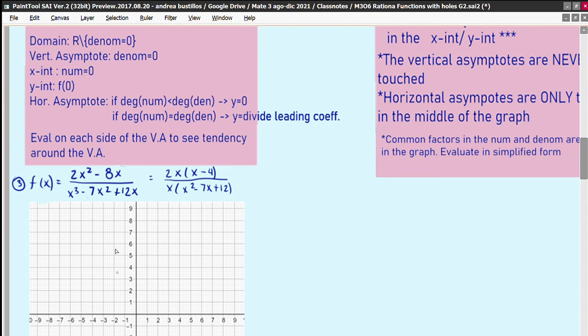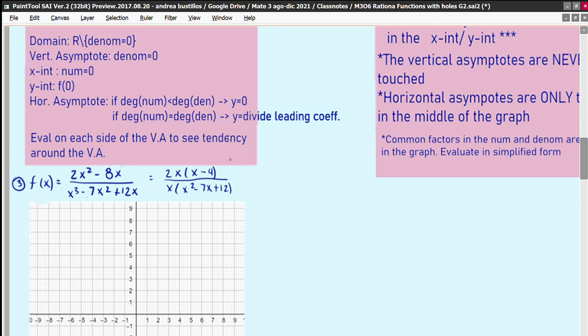Here's another example on how to graph rational functions and rational functions with holes. In this case, this is my original function and I have already started factoring. We can notice that 2x is a common factor in both terms of my numerator, so I can factorize this as 2x times x minus 4. And also, x is a common factor in all terms in the denominator, so I can factorize an x.